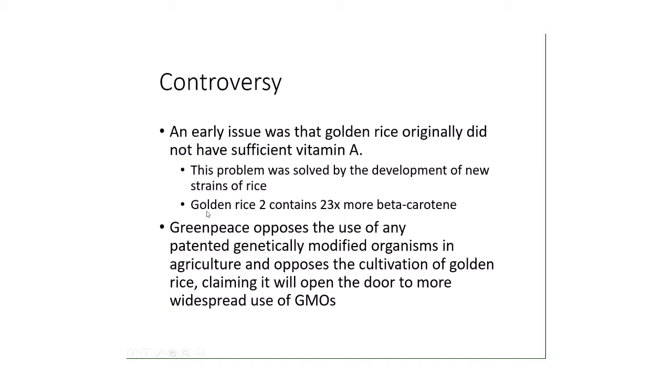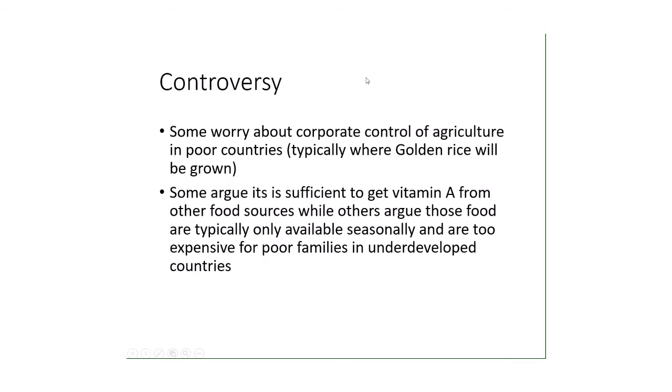It was called golden rice 2.0, and that contains 23 times more beta carotene than the original version. Greenpeace actually opposes the use of any patented genetically modified organisms in agriculture, and they oppose the cultivation of golden rice because they think it would open the door to more widespread use of GMOs. Some people worry that there will be corporate control of agriculture in poor countries.